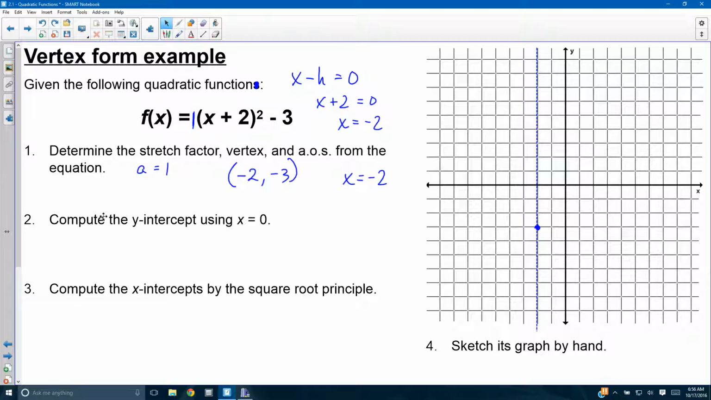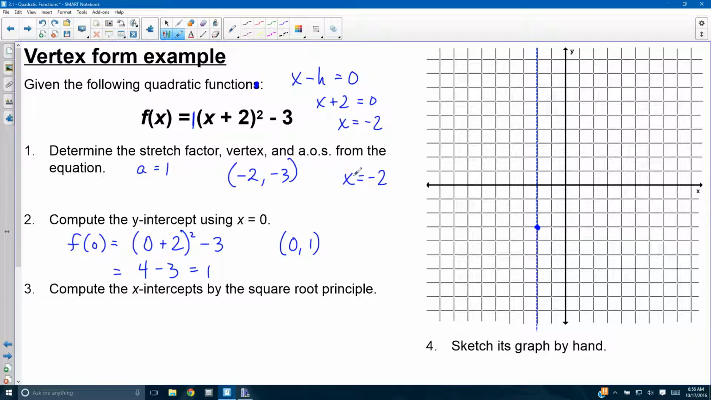Okay. Compute the y-intercept using x equals 0. So let's take f of 0. And remember, it's not necessarily this -3 out here. This is no longer your constant value in the same sense as your other constant value was. The other one wipes out all my other x terms. This one has an x quantity where you add 2 to it, and it looks like it won't quite be the same. 2 squared is 4. 4 minus 3 is 1. So you have a y-intercept at 0, 1, which is right there.